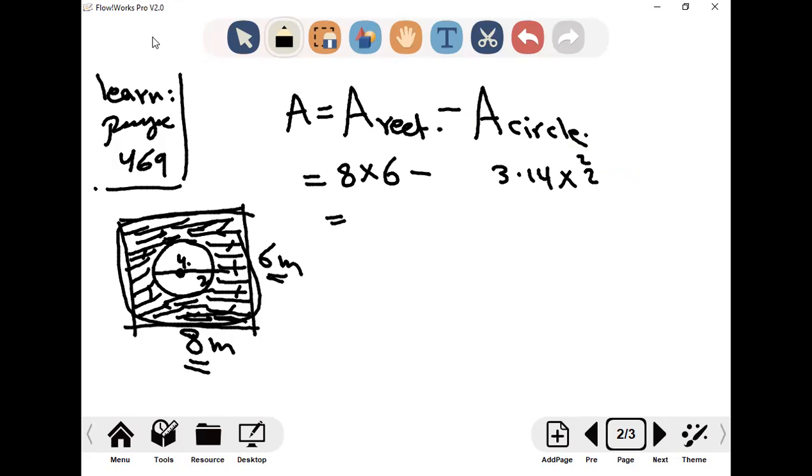Done? Done. Now calculate. This is 48. This is 4 by 3.14. Subtract between them. The answer will be 48 minus 3.14 multiply 2 power 2 is 4. 35.44. The unit is what? Meters squared. Now, what is this 35.44?